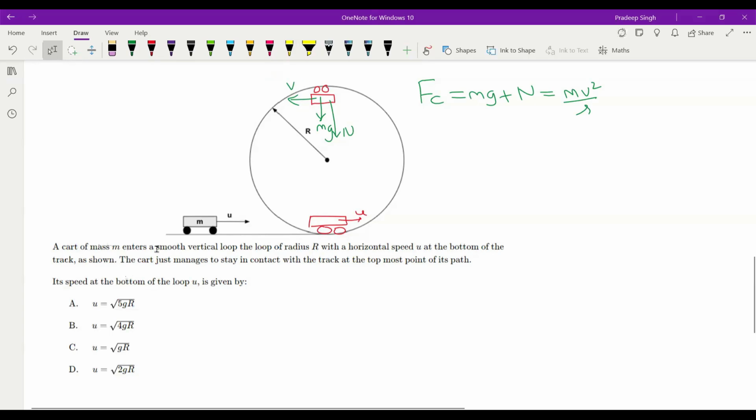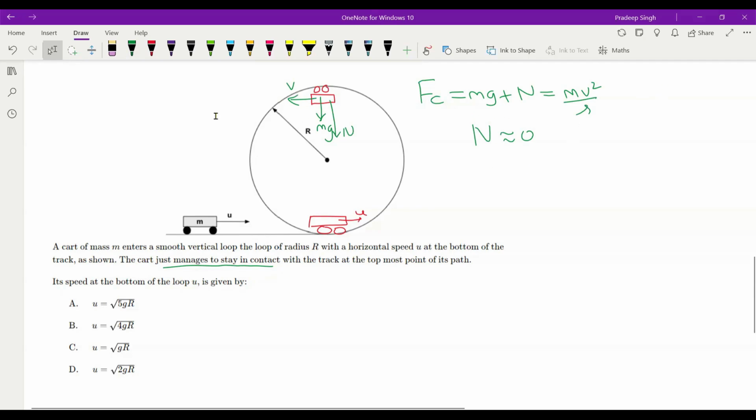Now in the question, they have given one special piece of information: that the cart just manages to stay in contact with the track. See, this is the keyword. Just manages to stay in contact implies that the value of the normal reaction at the top is approximately zero. So we are going to assume that N is approximately equal to zero since the cart just manages to stay in contact with the track at the top.